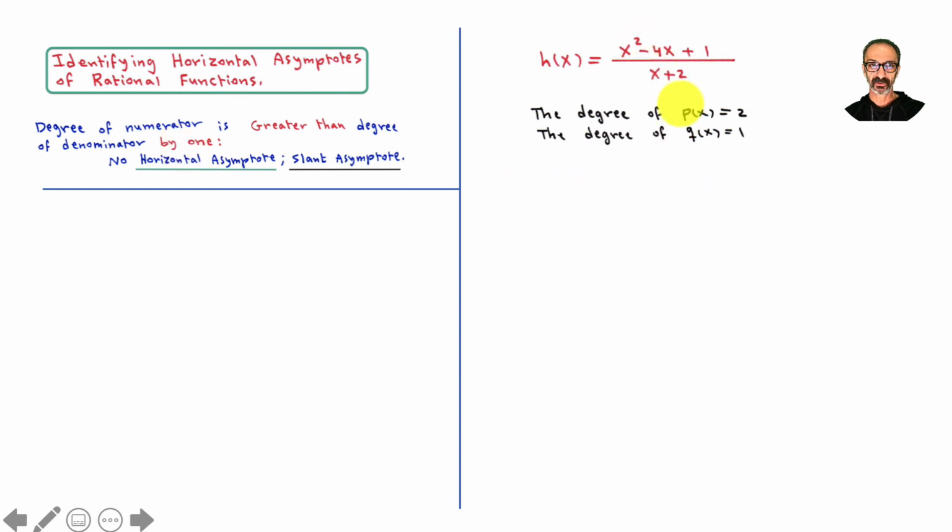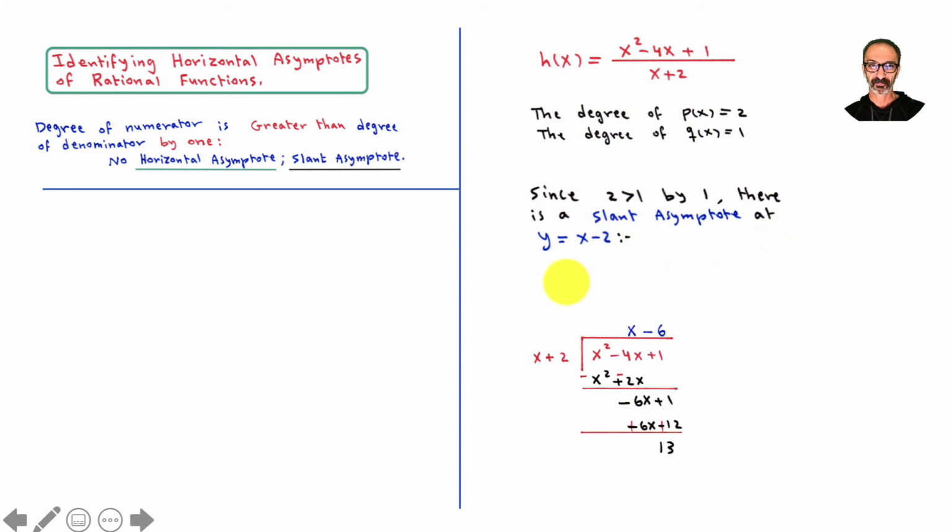The degree is 2, the degree is 1. Since 2 is greater than 1 by 1, as they say, by 1, there is a slant asymptote at y equals x minus 2. Where is that coming from?